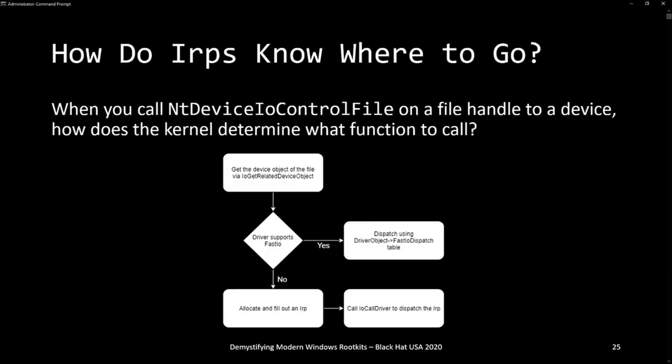So when you call NtDeviceIoControlFile, how does the kernel know what function to call? Well, first, it gets the device object associated with the file object by calling IoGetRelatedDeviceObject. This is, for our purposes, just going to be retrieving the device object member of the file object. If the driver supports fast IO, it'll dispatch the request using the fast IO dispatch table of the driver object. If it doesn't support fast IO, then what it'll do is allocate and fill out an IRP, and then use IoCallDriver to dispatch the IRP.